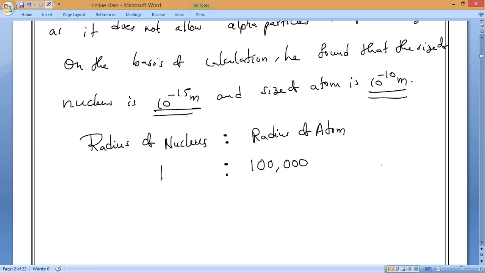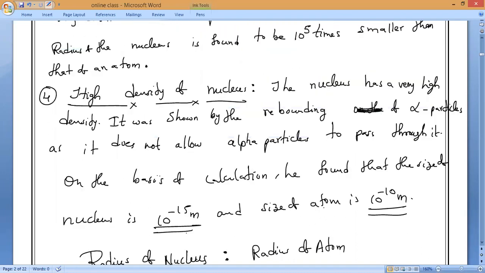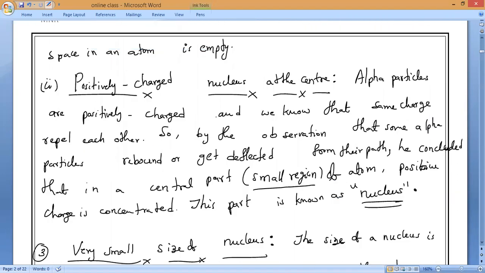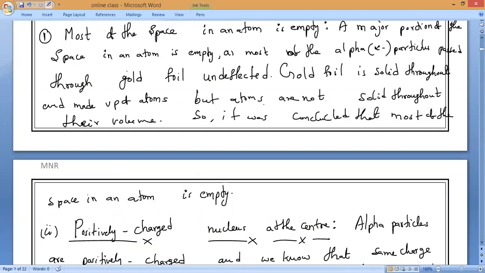So after that, the structure was improved, and the nuclear model of Rutherford was mentioned again. That is what we call the Rutherford atomic model. Again it is modified. Is it okay, everybody? Actually, after the failure of the Thomson model, Rutherford proposed a new structure of the model based upon his alpha particle experiment. This is what? High density nucleus, very small size of nucleus, positively charged nucleus. All these things he mentioned, most of the space empty and all.